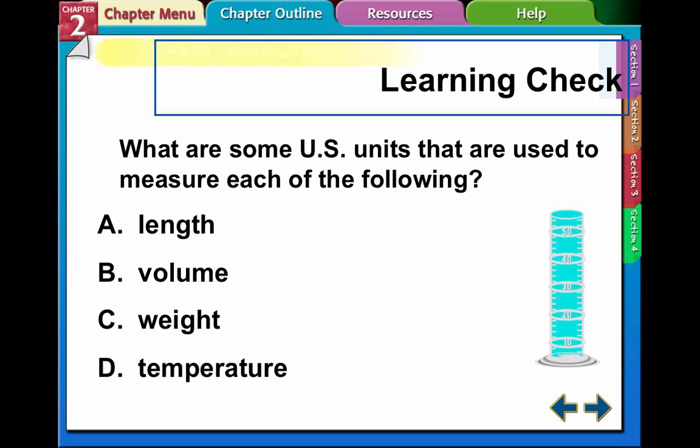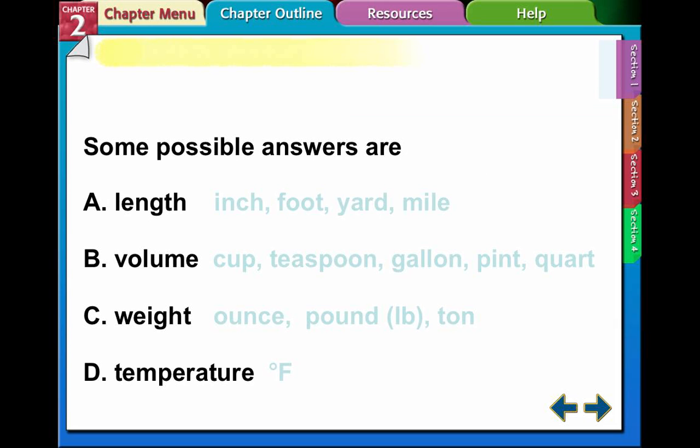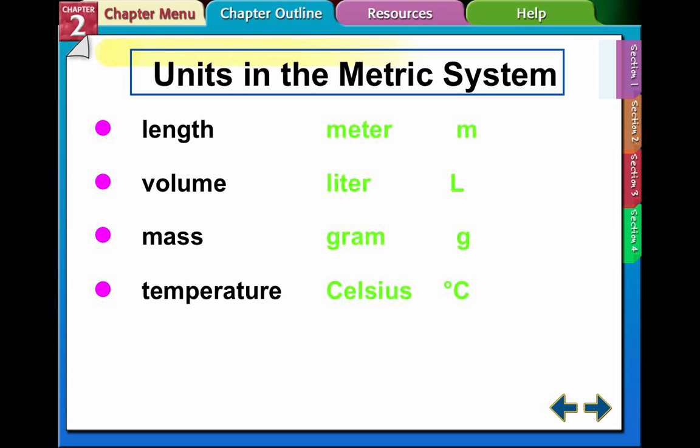In the U.S., units are different than the International System of Units. So in the U.S., what do we use for length, volume, weight, and temperature? Length we use inches, feet, yards, miles. Volume we use cups, teaspoons, gallons, pints, quarts. Weight we use ounces, pounds, and the temperature is usually in Fahrenheit. However, in the metric system, or in the International System of Units, length we measure in meters, volume is measured in liters, mass is measured in grams, and temperature is measured in Celsius.